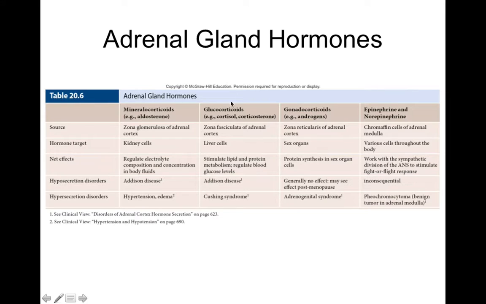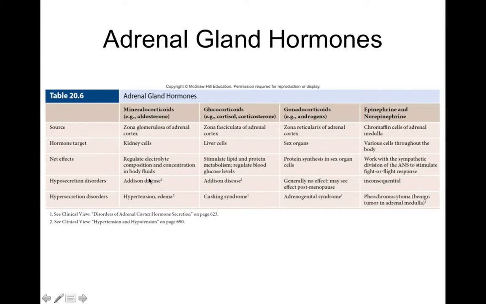Now, glucocorticoids like cortisol stimulate lipid and protein metabolism, so you have higher lipids and higher protein and higher blood sugar as a result. The gonadocorticoids basically are just another source of sex hormones. So this is going to stimulate the production of protein by your sex cells, as well as other secondary sex characteristics like body hair, breast growth, gonad growth, that kind of stuff. And then epinephrine and norepinephrine basically just have sympathetic effects that we talked about in AAP1.